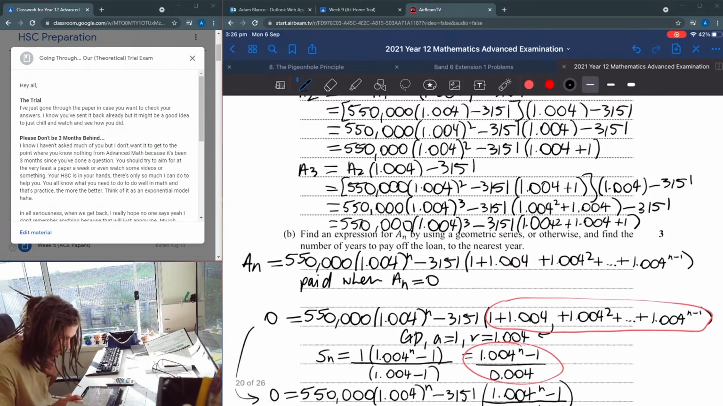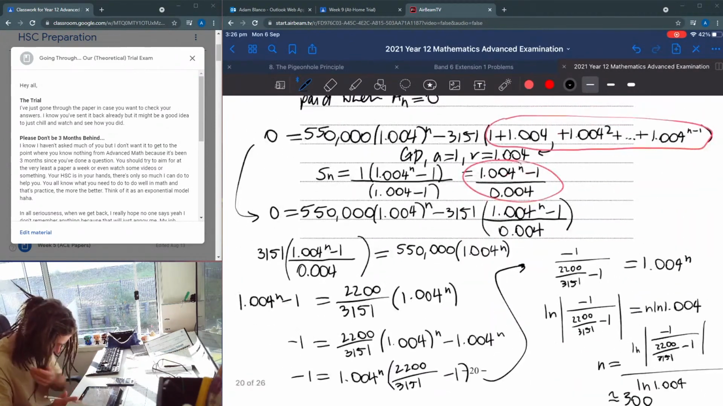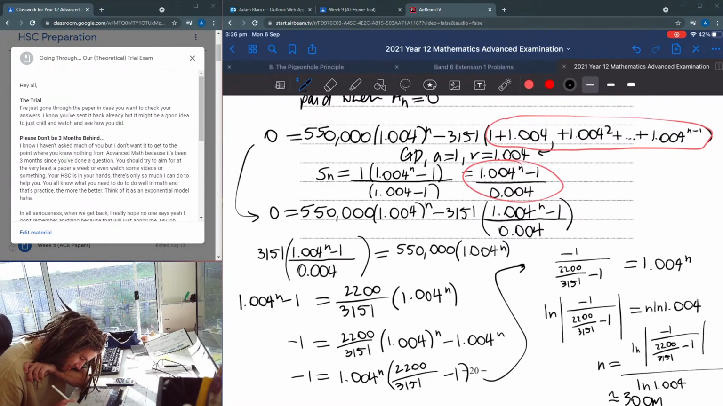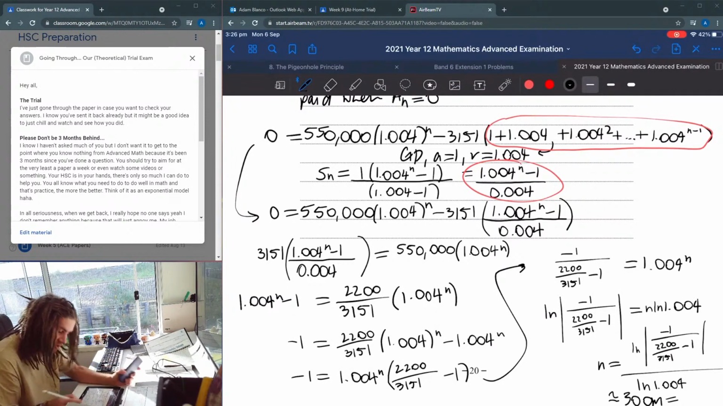Now, it's asked for the nearest year. These are in months, because it's month repayments, 300 months, and that's around about 300 divided by 12. It's around about 25 years.